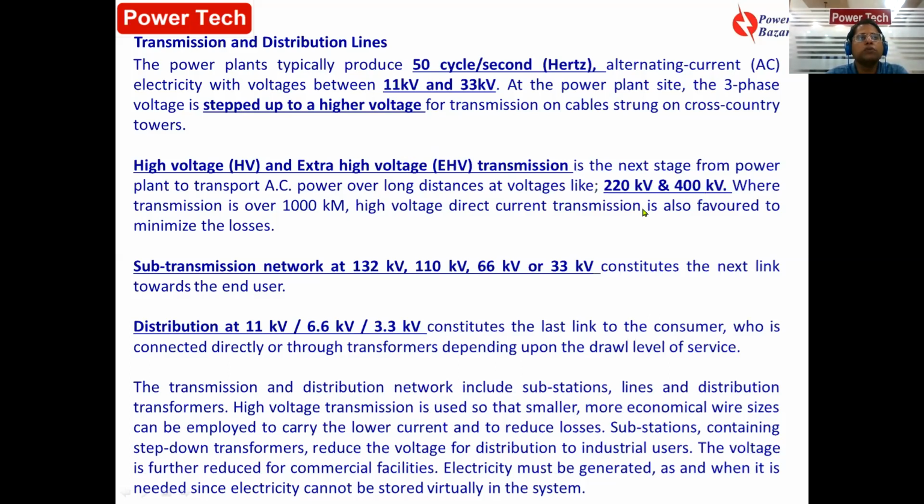And which voltage? 220 kV, 400 kV. Remember the word 220 kV. That means 220 into 1000 volt. 400 kV means 400 into 1000 volt. Now 765 kV systems are also available in India.